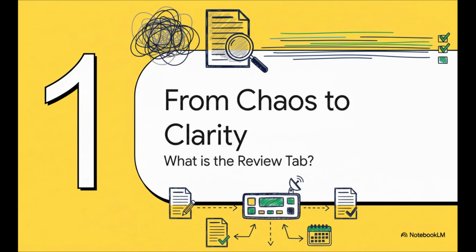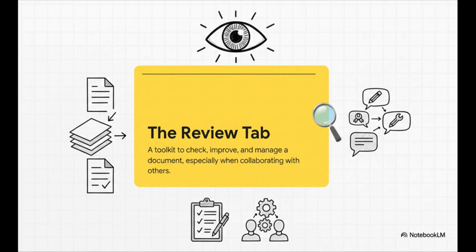Think of it as your central command center for everything that happens after you've written your first draft. Basically, it's a whole collection of tools built for quality control. It doesn't matter if you're just proofreading your own school paper or you're working with a huge team on a critical report. This tab has everything you need to check your work, get feedback, and manage all those changes from different people without losing your mind.